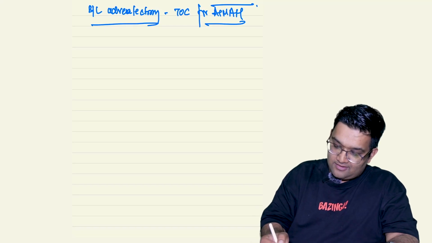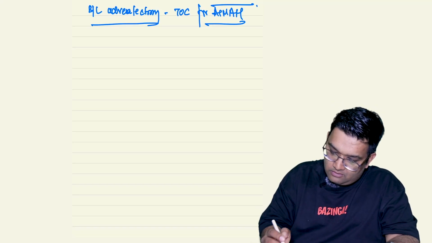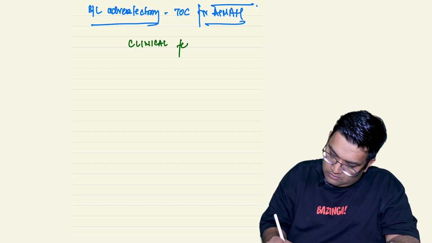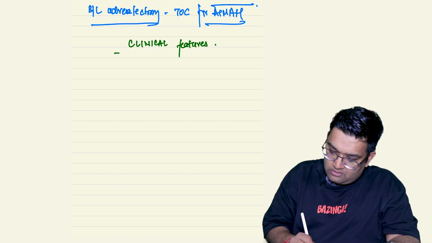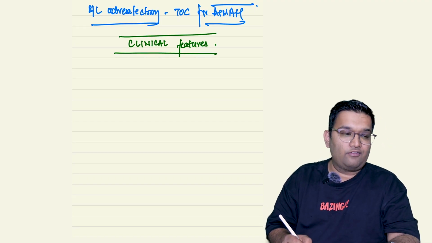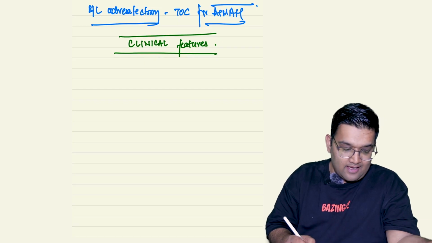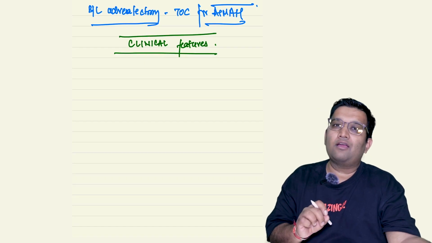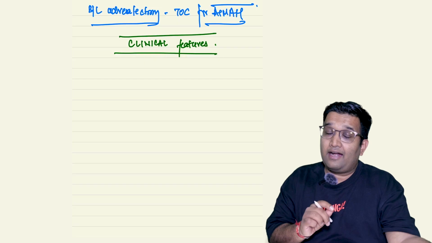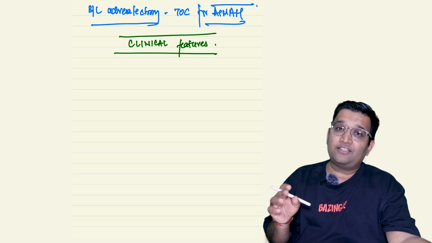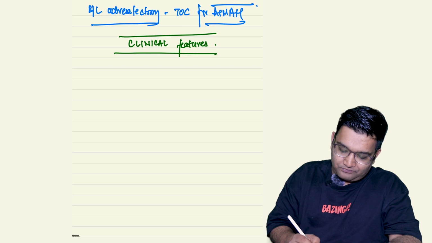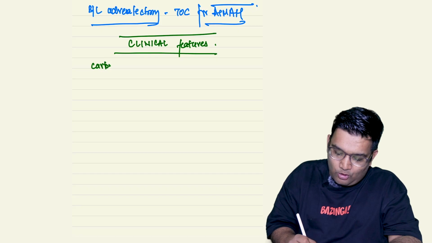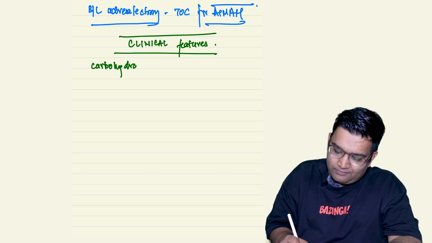Coming on to clinical features. In case of clinical features, what we need to understand is that the steroids are going to affect almost every organ system in the body, and in manners that may be very specific to some. So first we see the carbohydrate metabolism.